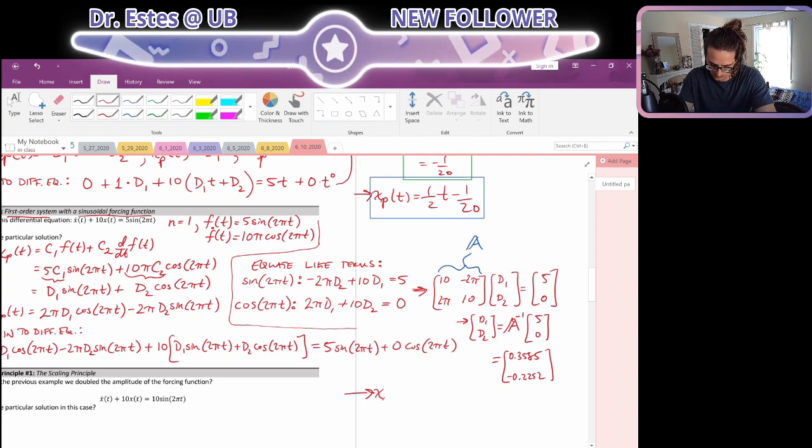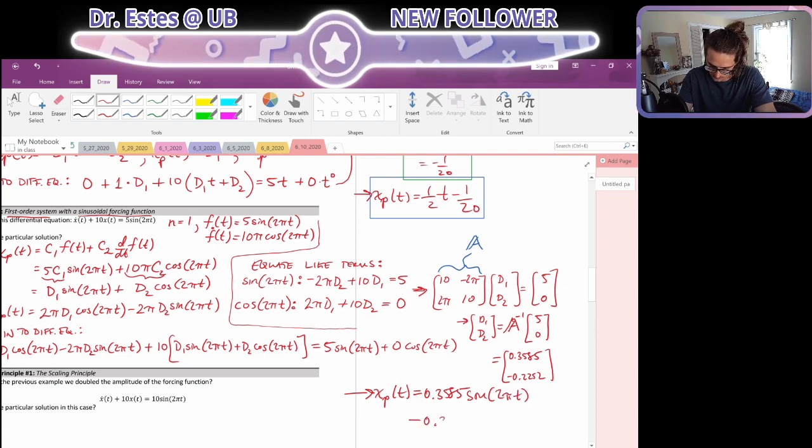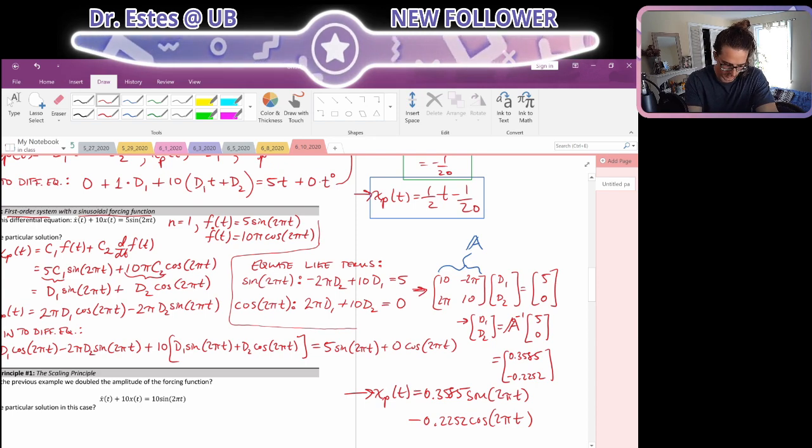And for completeness, why don't we just write out that particular solution? So it'll be 0.3585 sine 2 pi t minus 0.2252 cosine 2 pi t. And we'll put a box around it.